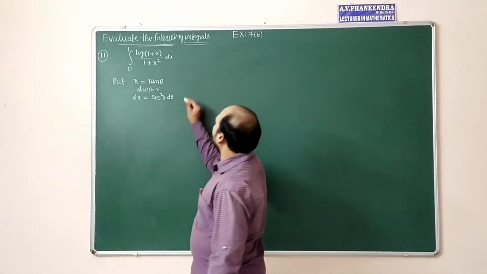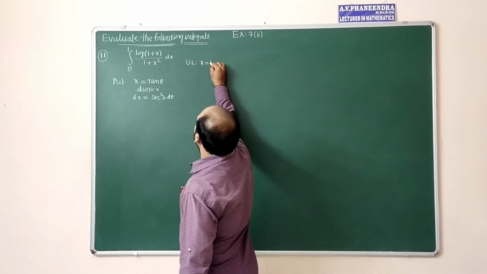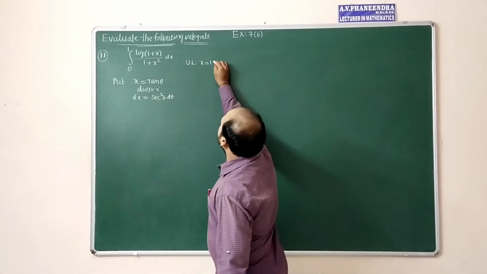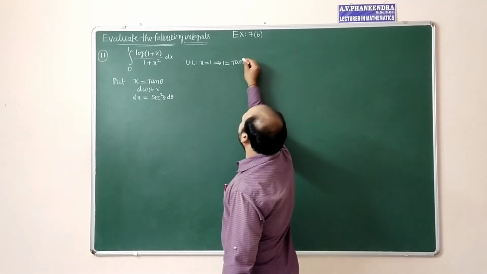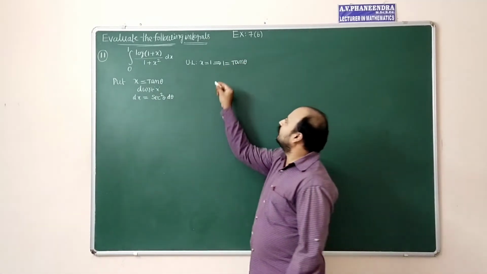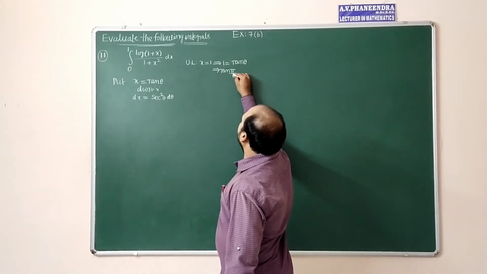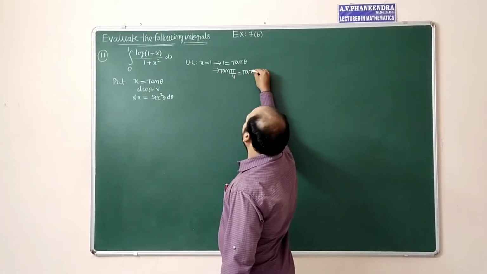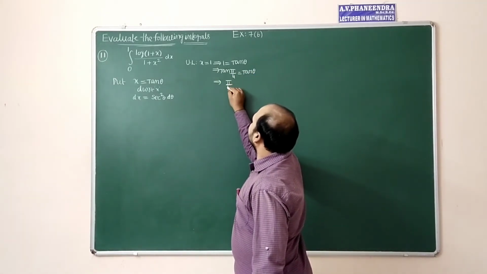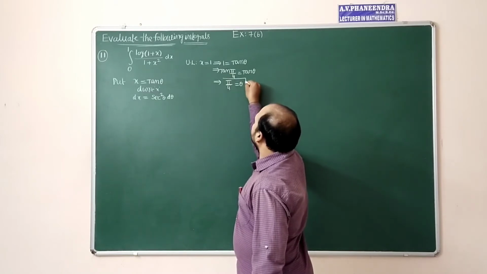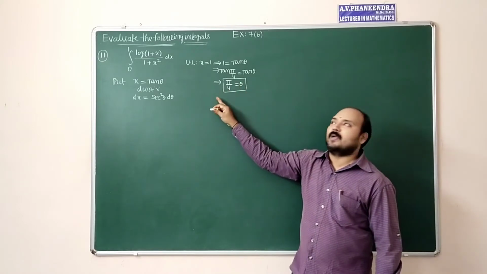So now the upper limit: when x is equal to 1, that implies 1 is equal to tan theta. Tan theta equals 1 when it is tan pi by 4. So tan pi by 4 equals tan theta, and by comparing, theta equals pi by 4. So the upper limit becomes, when x is equal to 1, theta equal to pi by 4.